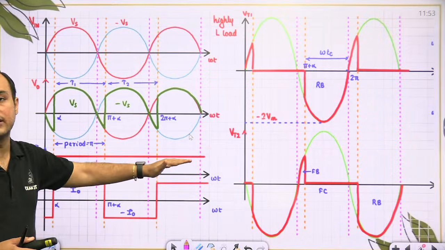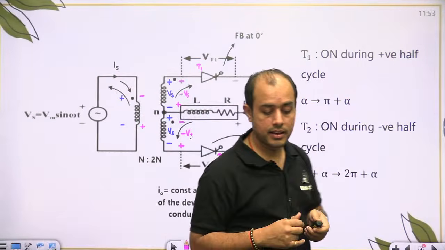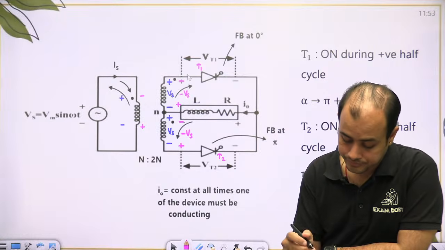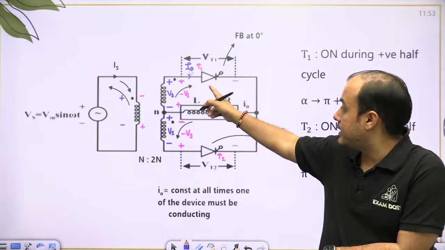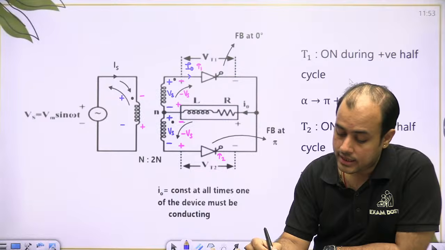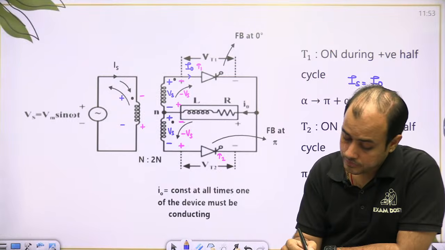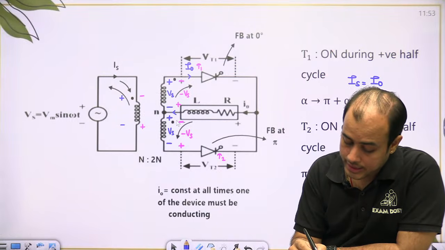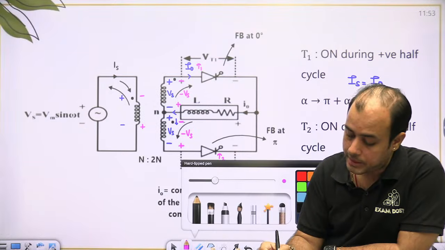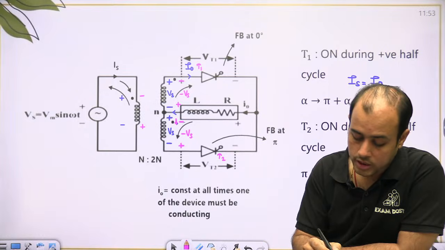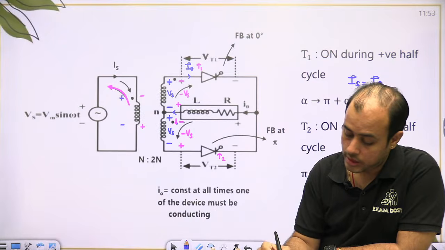Now I naught is constant, beta. Now whenever T1 is conducting, this is how the current will flow. On secondary it is leaving the dot, so primary current will enter the dot. So Is will be I naught. Now here when T2 is conducting, current is entering the dot on secondary, so current will be leaving the dot on primary. So Is will be minus I naught.